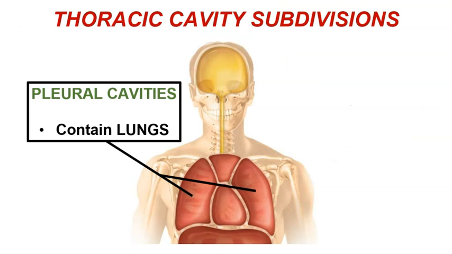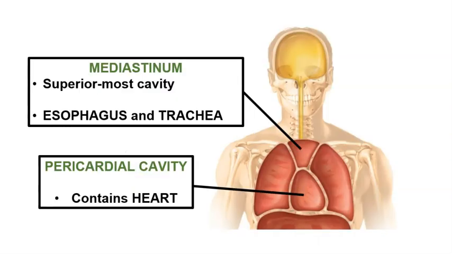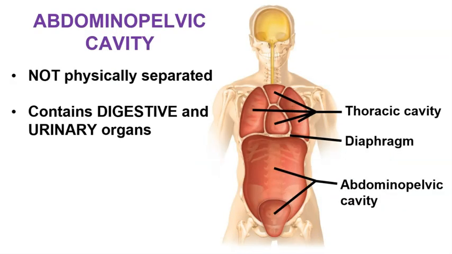So the pleural cavities are the two lateral cavities of the thoracic region, and they contain the lungs. The superiormost cavity of the thoracic region is called the mediastinum, and it contains the esophagus and the trachea. Inferior to that is the pericardial cavity, which, as you may have guessed from its name, contains the heart. So inferior to the diaphragm muscle, we have the abdominal pelvic cavity. And these cavities, which appear physically separated in this diagram, are actually connected to one another and are continuous. They primarily contain the digestive and urinary system organs, although some reproductive structures are found here as well.